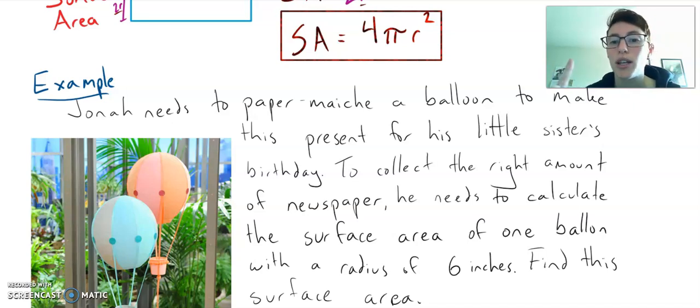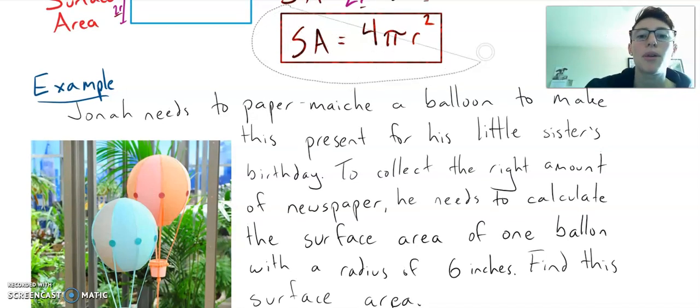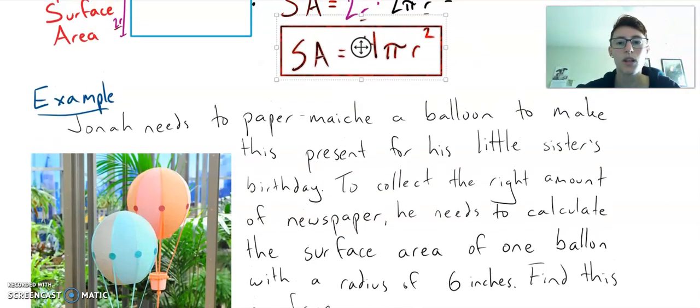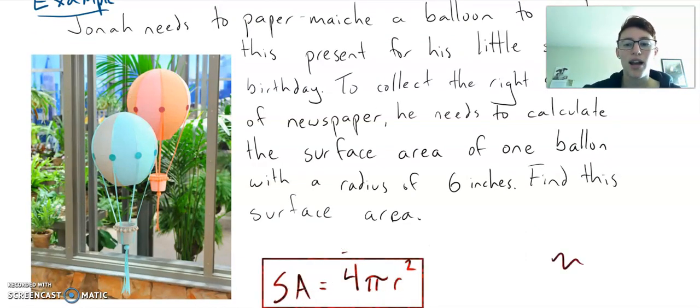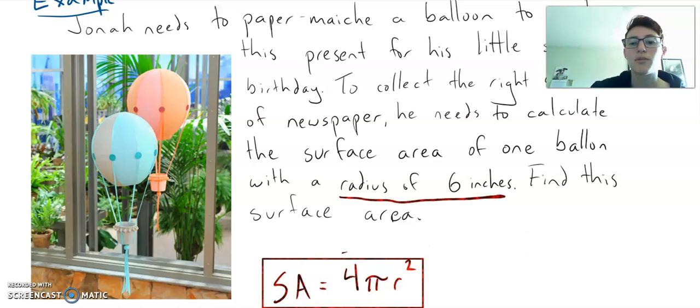So I'm noticing that we got something that we definitely need to keep in mind. I'm going to copy and paste this formula. Notice that I always know what 4 is. I always know what pi is. Radius can change. So I'm going to need this information right here, the radius of 6 inches. Let's go ahead and plug it in and see what happens.